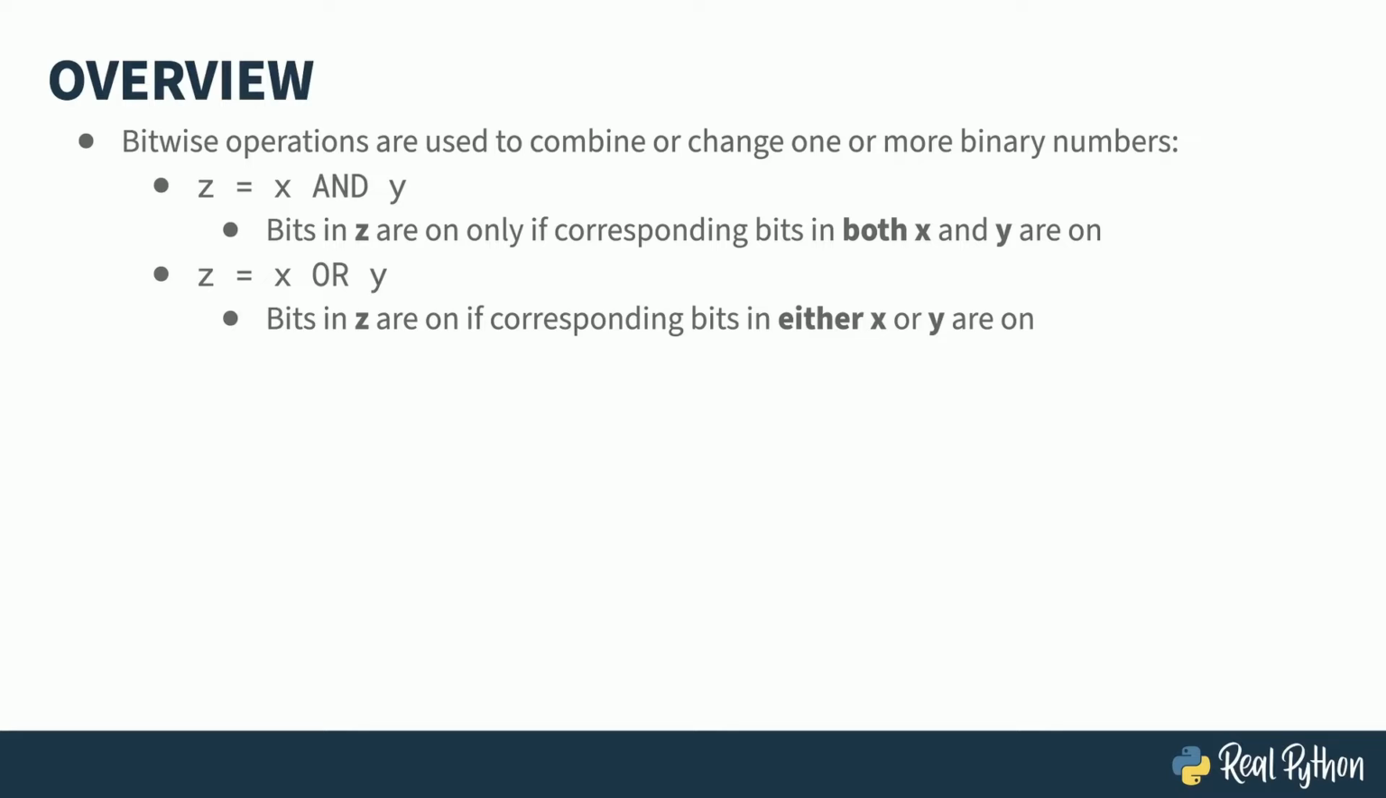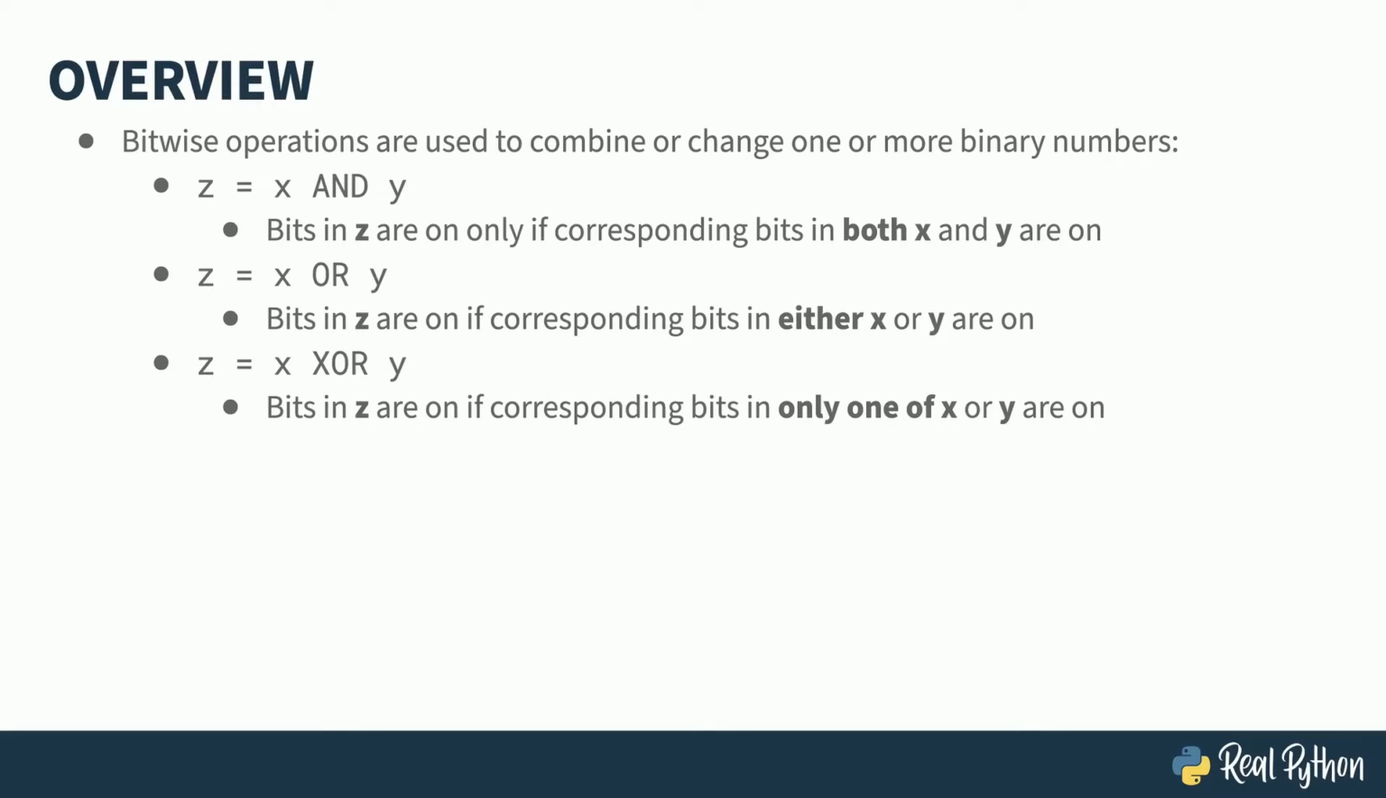OR also combines two binary numbers. This time, the bits in the resulting number are 1 if the corresponding bits are 1 in either of the operands. XOR is short for exclusive OR. It is like OR, but the bits are on only if the bit is on in exactly one of the operands. If both operands have a bit value of 1, the result will have a value of 0.